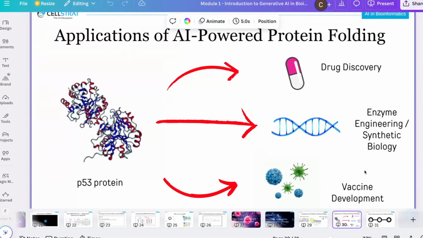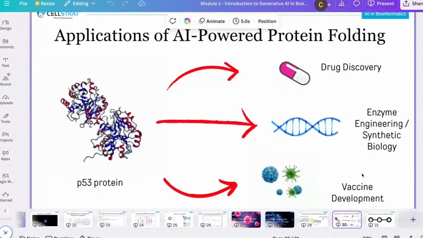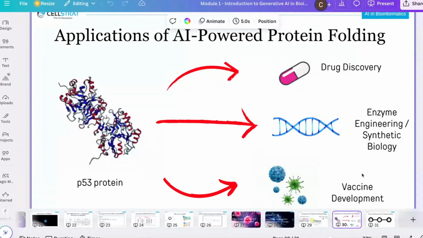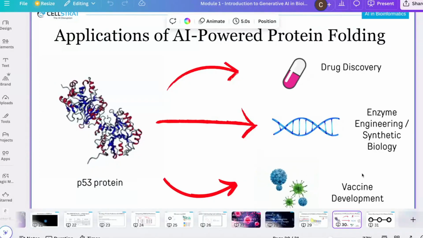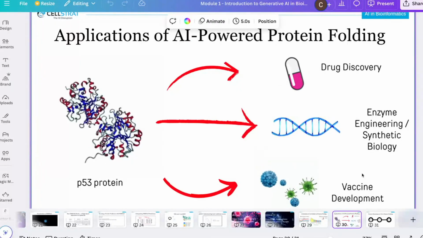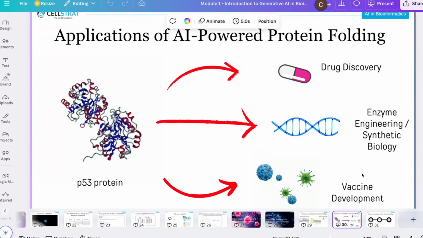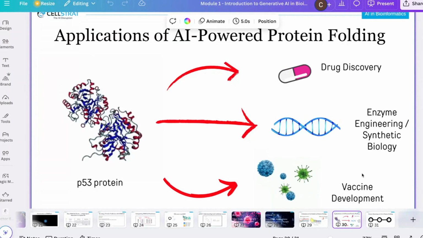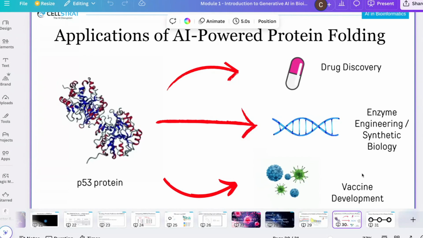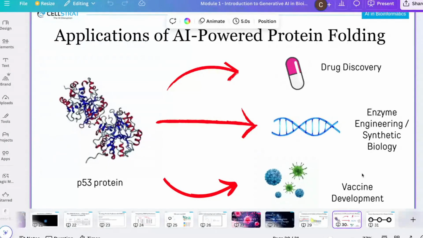So, AI-powered prediction speeds up synthetic biology applications where custom enzymes or pathways are designed for specific tasks. And another one is vaccine development. Accurate structural predictions help identify antigenic sites. If you're using it for vaccine development, say for COVID, not P53 in general, but any other protein sequence, to prevent a pandemic or an epidemic, we can rely on AI-powered protein folding methods to identify antigenic sites that are crucial for designing vaccines.